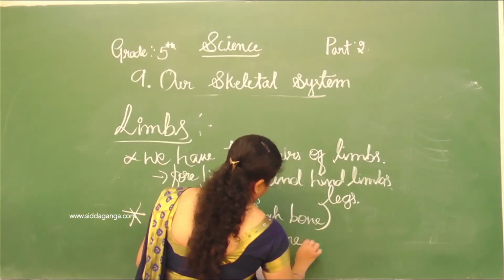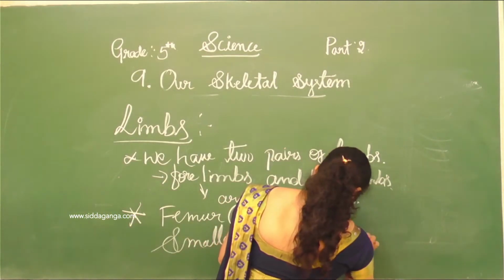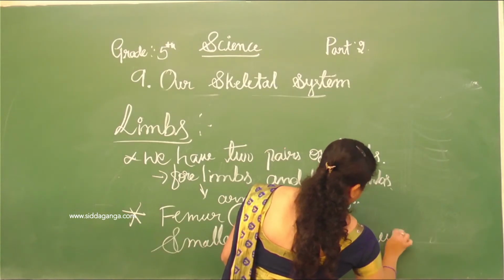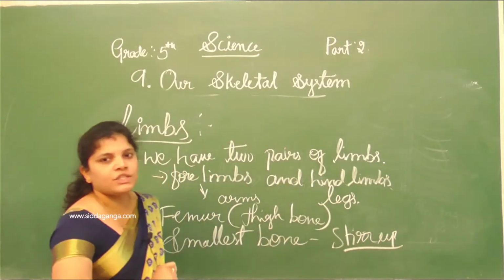Which one is the smallest bone in our body? Smallest bone is the stirrup. See, the stirrup is the smallest bone in our body.